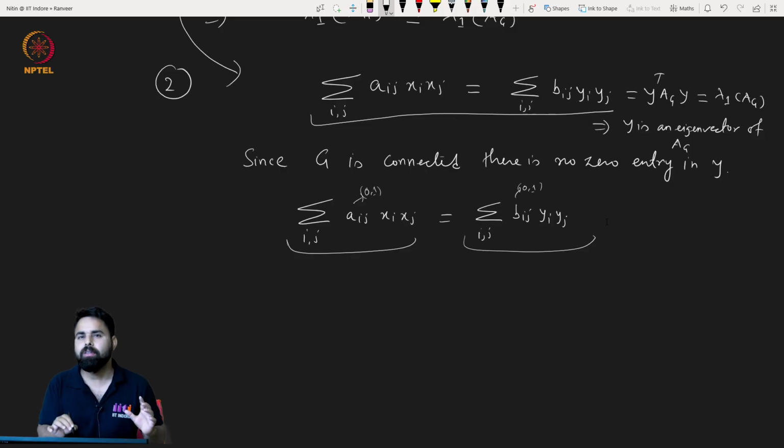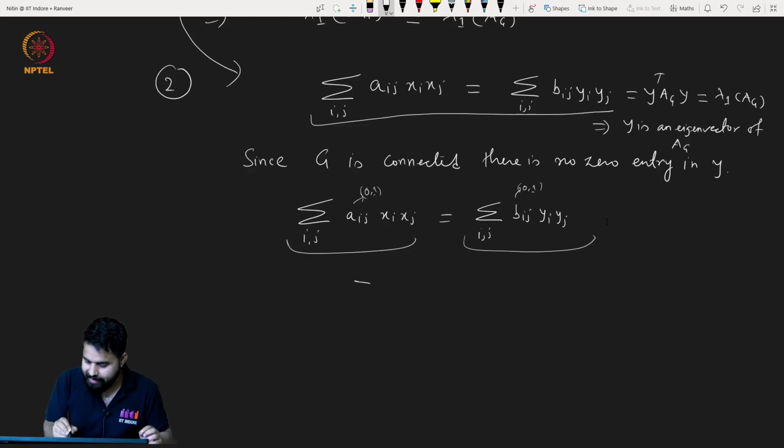So the first thing is, in order for these to be equal, the number of terms on both hand sides should be the same, because the terms are positive. The value is always positive. So for the equality, the first thing is, and these terms are what? If you see, these are 0, 1, 0, 1, and xi and yi are of the same order. So the number of terms has to be the same.